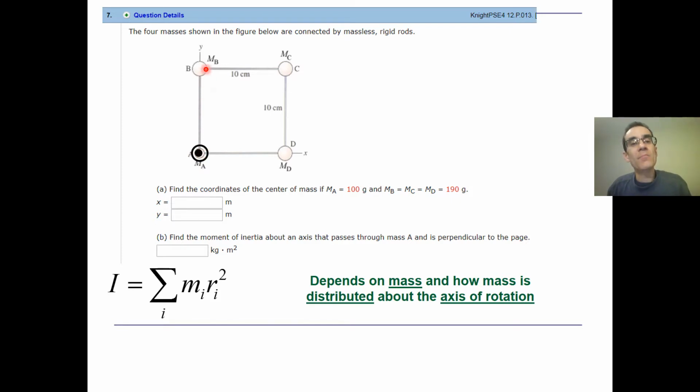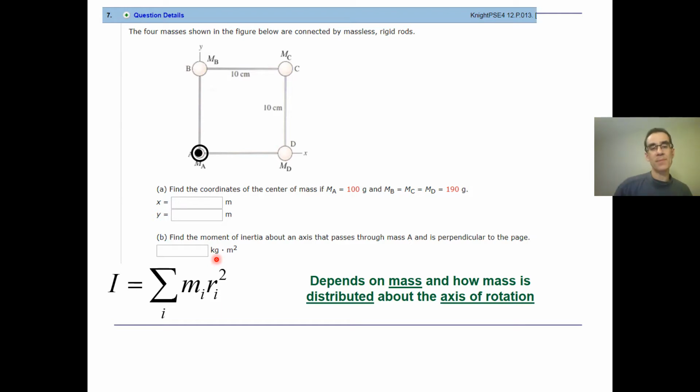Take the mass MB, you have to multiply by that 10 centimeters squared. That's the first element. Look, MD you have to multiply also by 10 centimeters squared. This one, the distance to the axis of rotation is actually 10 centimeters times square root of 2 because it's the diagonal of the square. So this is going to have three terms to figure out the rotational inertia: a term that comes from this, a term that comes from that, and a term that comes from that.